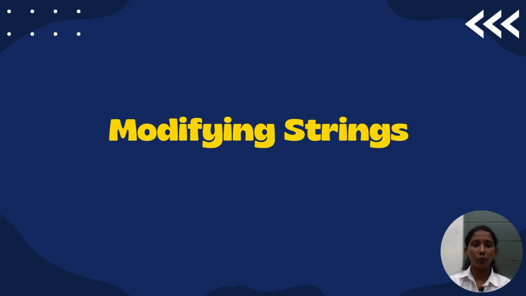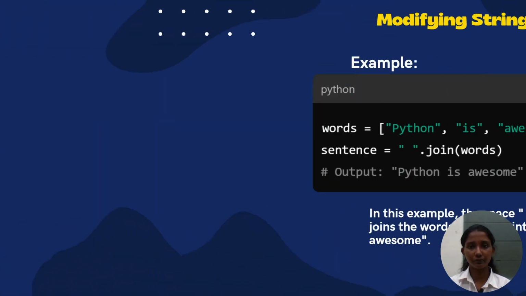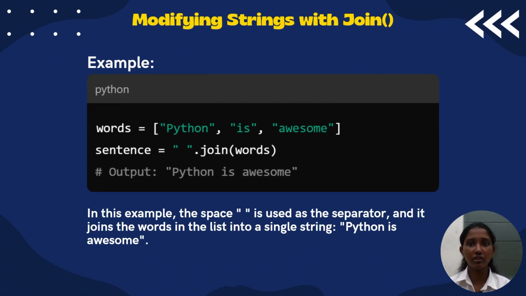Now we are moving to modifying strings. Modifying strings with join. In this example, a space is used as the separator and it joins the words in the list into a single string: Python is awesome. Here is an example.